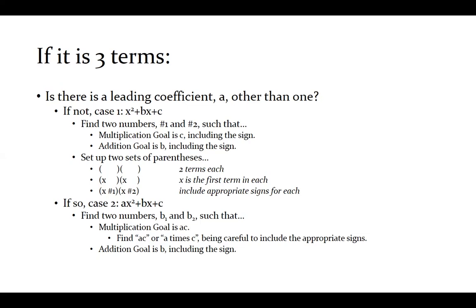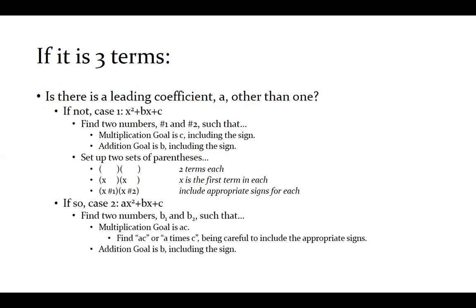But a lot of people then try to use that same strategy on case 2. If there is a leading coefficient a other than 1, if we are in the form ax squared plus bx plus c, where there's a 2x squared or a negative 4x squared or something like that, a 3z squared or a negative 5t squared. In this case, we again find two numbers. This time we're going to call them B1 and B2, though. And you'll see why on the next slide.